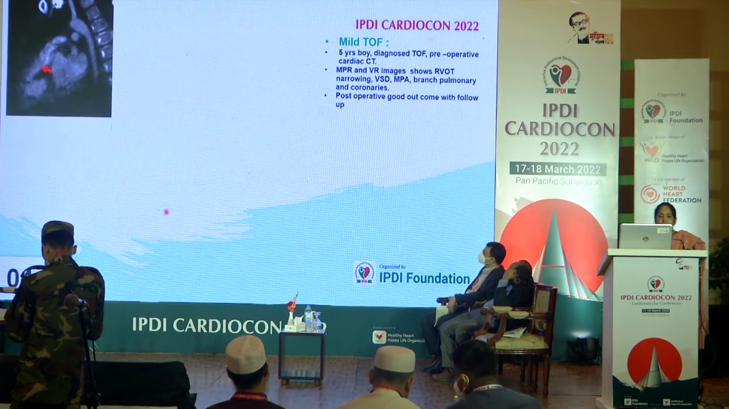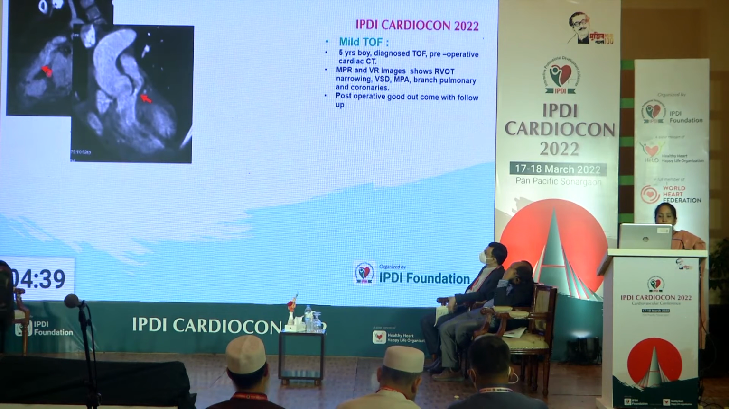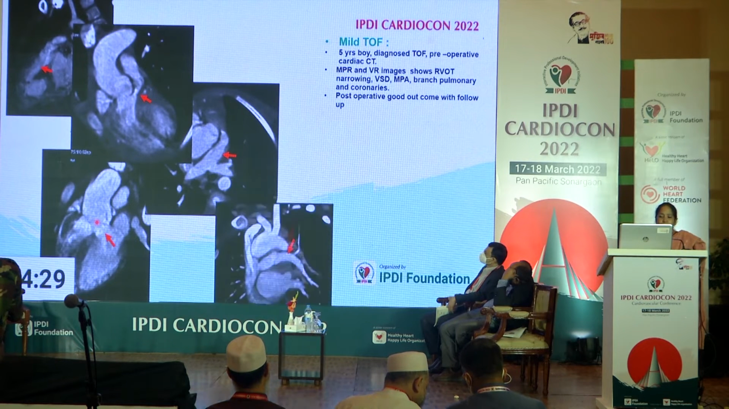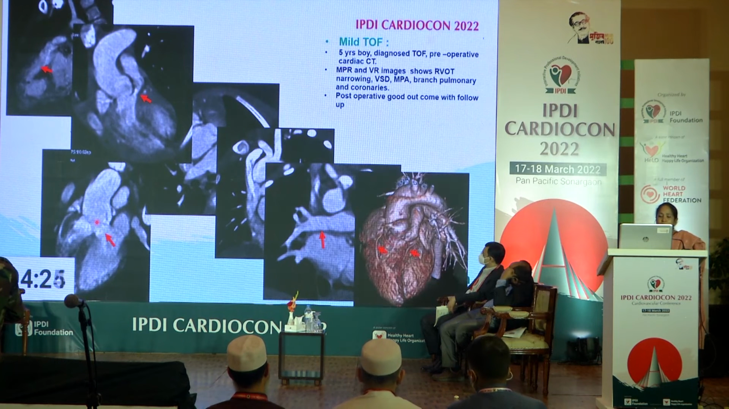Here you can see the sagittal images, and the RVOT narrowing is more appreciable in this view. And this is the malaligned VSD with overriding of the aorta, and the main pulmonary artery, then left pulmonary artery and right pulmonary artery are all good size. In these 3D images, you can see the RVOT narrowing, and this is the RCA and this is the LAD. So there is no crossing over the RVOT. So it's simple; conventional ICR was enough for this patient with good outcome.